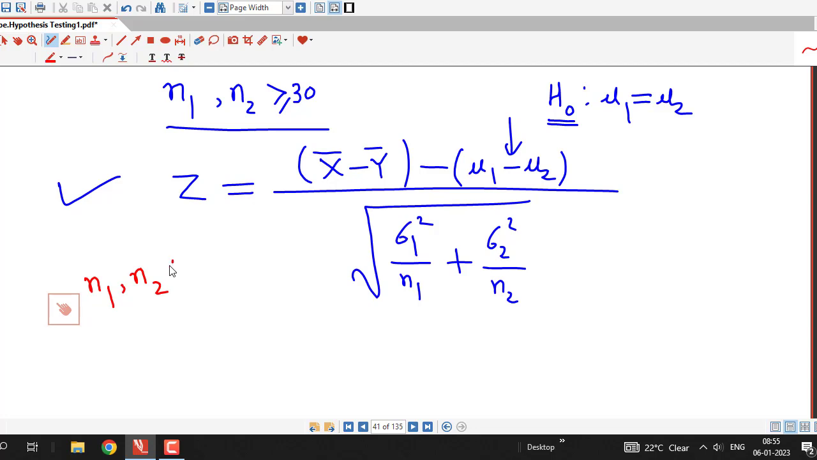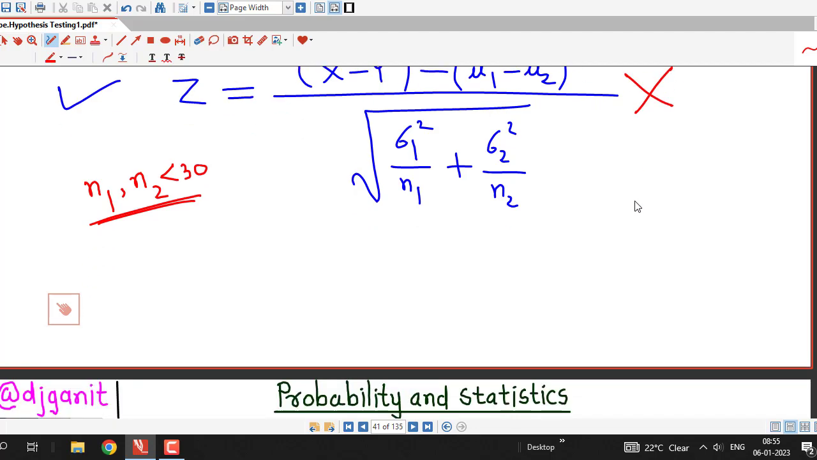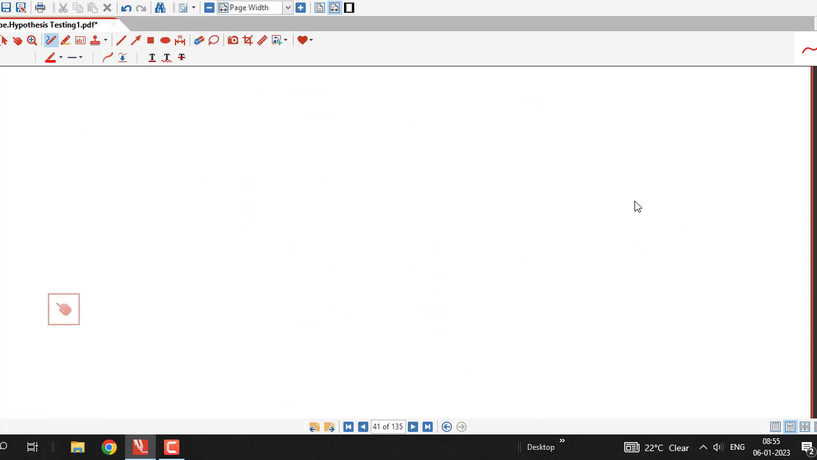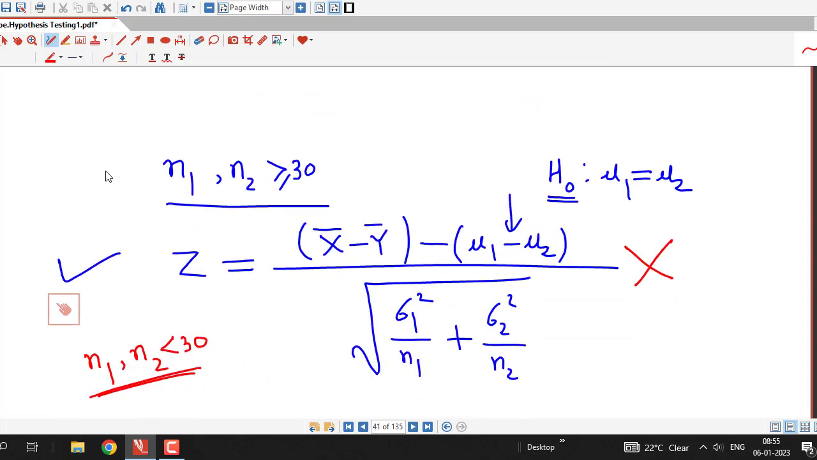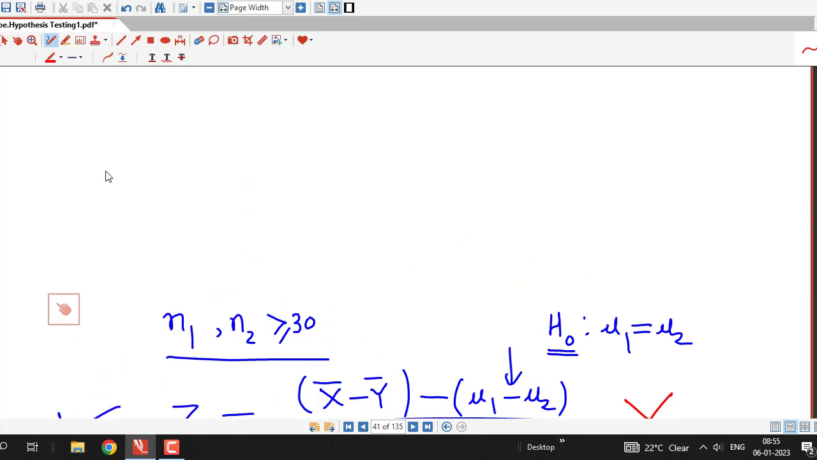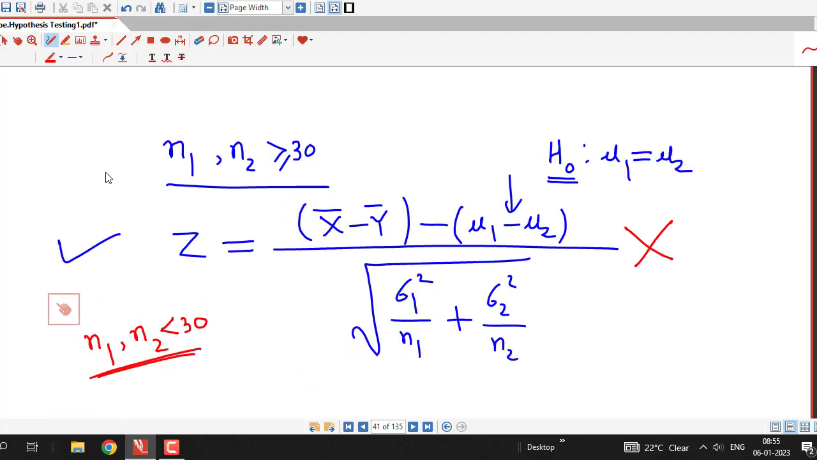Suppose we have two samples of sizes which are less than 30. In that case we cannot apply this two sample z test. For that we have to go for the two sample t test. Now for applying the two sample t test, we have to add one more assumption.